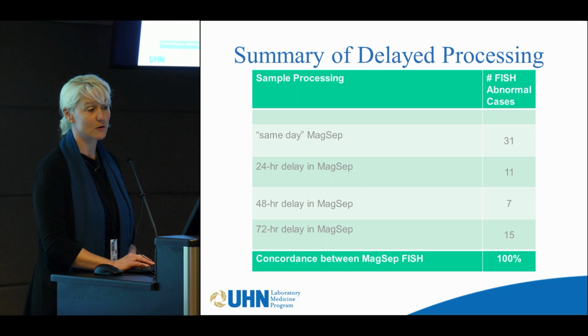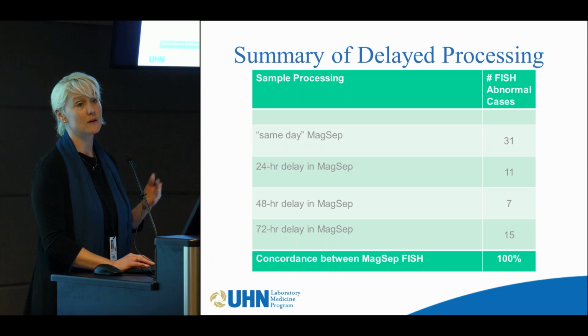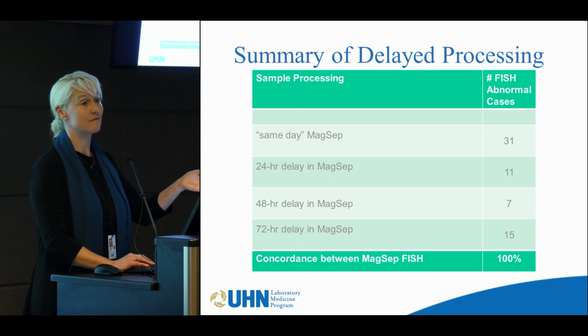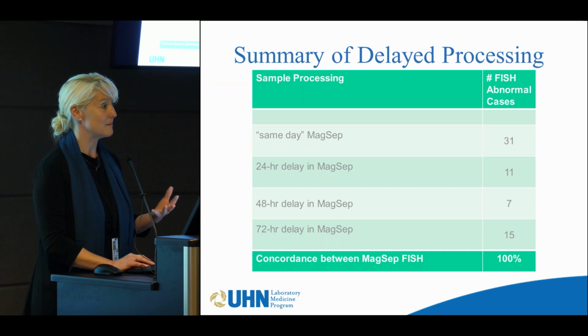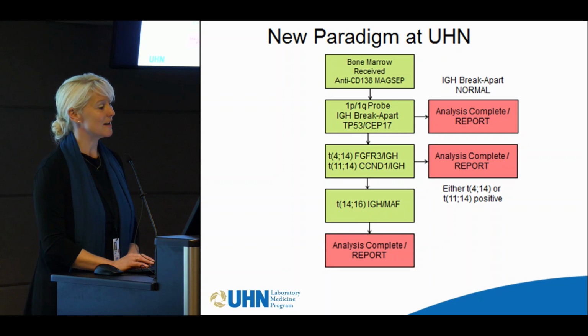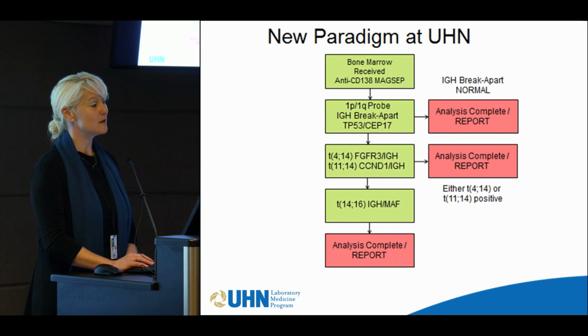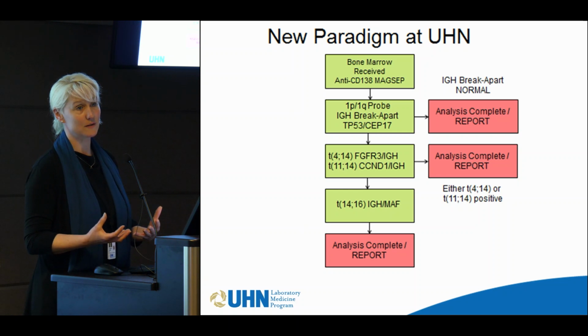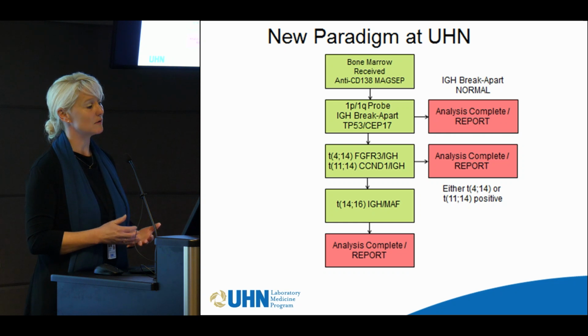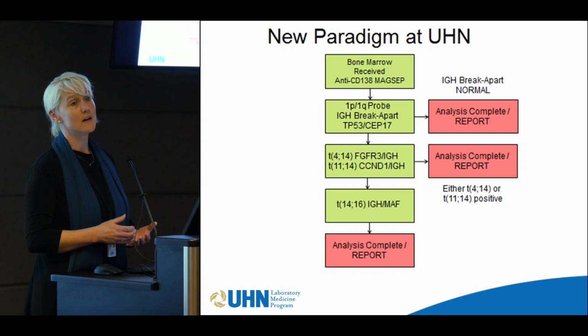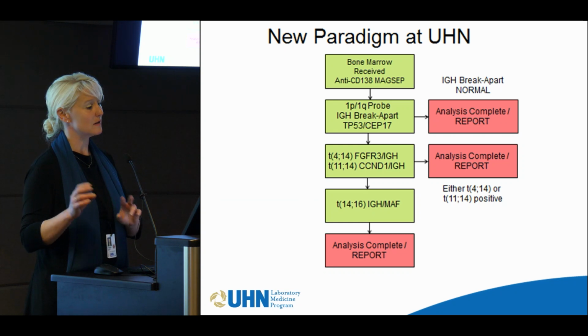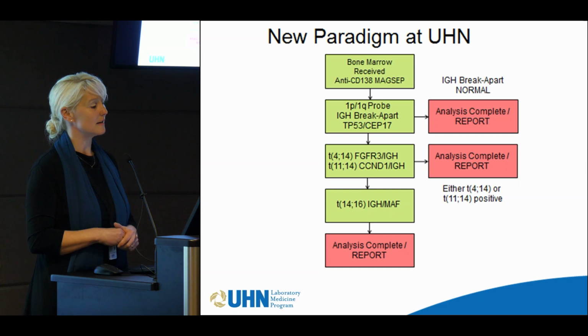For our delay in processing, we were quite excited. We found 100% concordance all the way up to 72 hours. So we could batch our samples. We didn't need to do magnetic cell sorting on the weekend, as we could set it up on a Friday in media, put it in the fridge, and then on Monday perform the magnetic cell sorting. So we have a new paradigm at UHN. All bone marrow samples received, assuming that the requisition is complete, clearly indicating that multiple myeloma testing is to be done, are put in media and put in the fridge, so that they can be magnetically cell sorted.